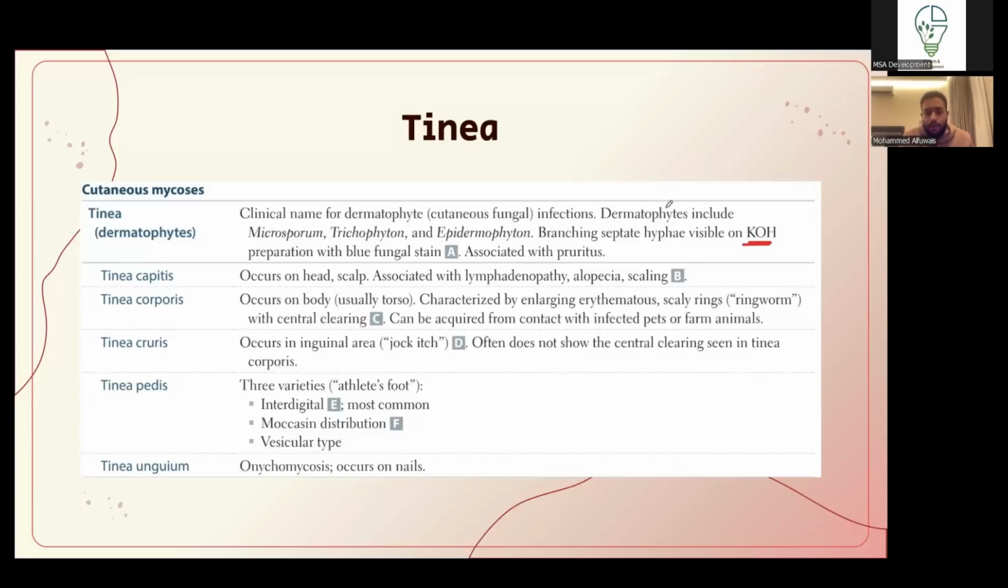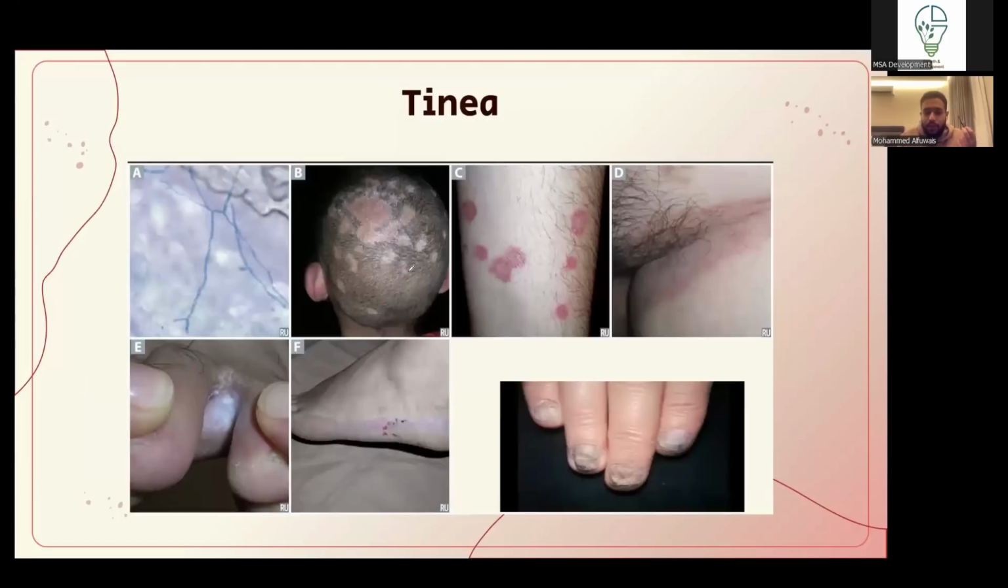Now, tinea itself has many manifestations, depending on the location. One of the more common locations is in the foot, which is what we call athlete's foot, which is tinea pedis. Now we have other manifestations such as tinea capitis, which affects the cap, so head, corporis, which is the body, cruris, which is the groin, and then we have tinea unguium or onychomycosis, which is in the nails. Okay. Now you need to just identify what these are.